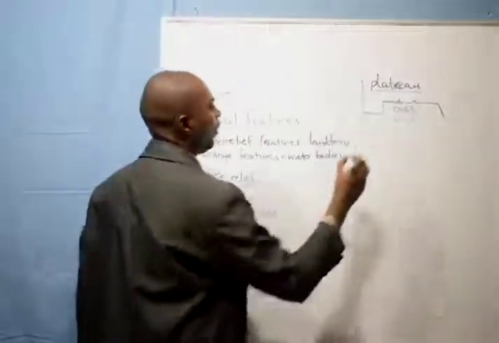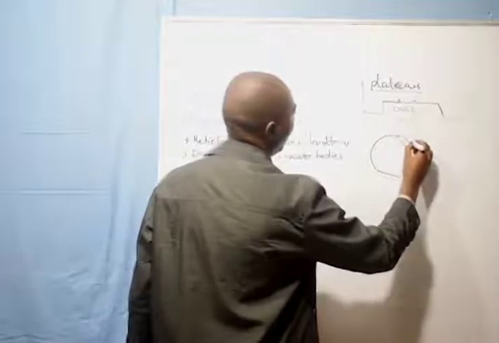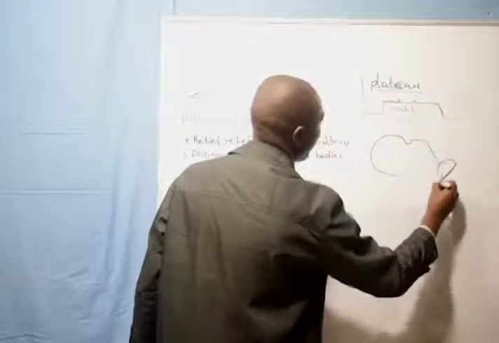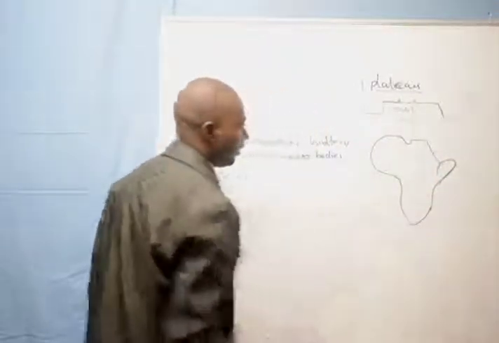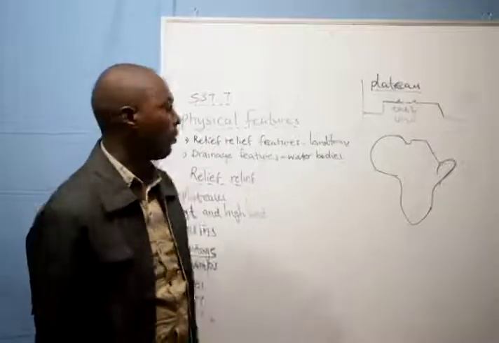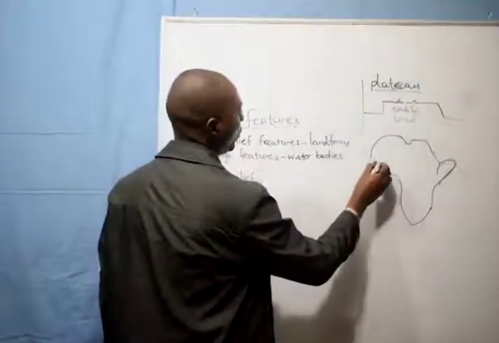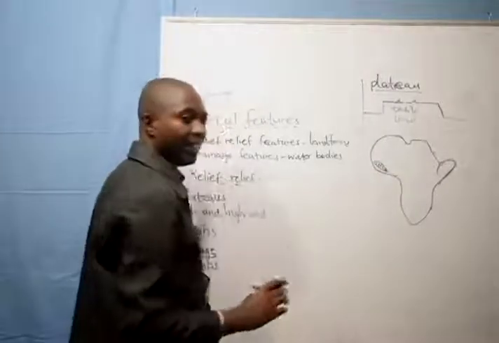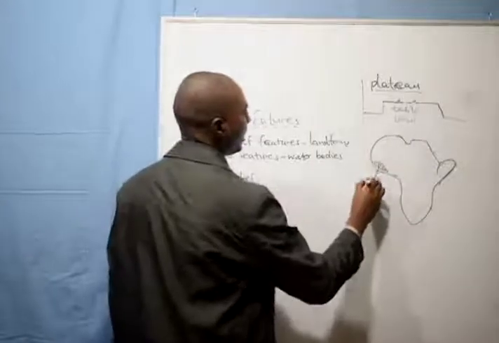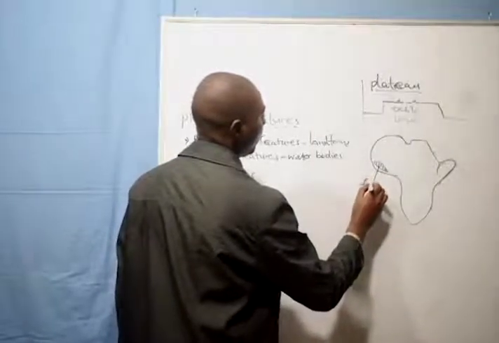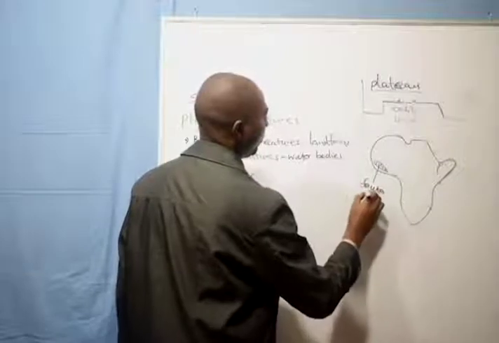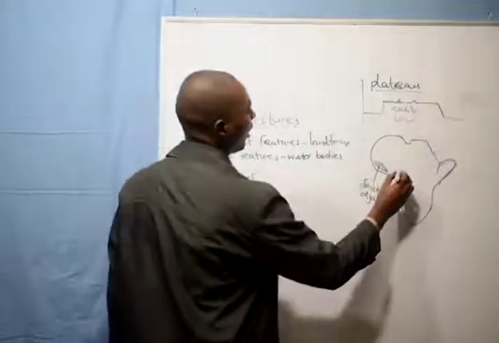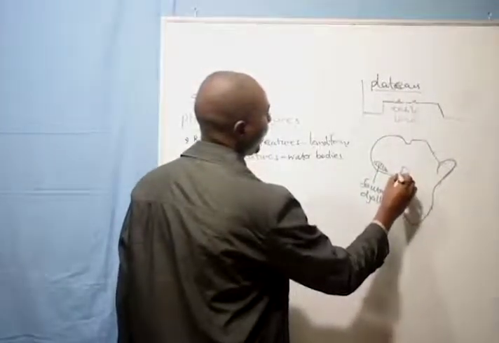But now, to give a few of the plateaus in Africa, I find it worth starting by drawing a simple sketch showing the map of Africa. That is a simple sketch showing the map of Africa. There is a plateau here that is in Guinea. This plateau is a large area that is raised. We call it the Fouta Djallon Plateau. We also have another plateau here where we have the Adamawa Highlands.